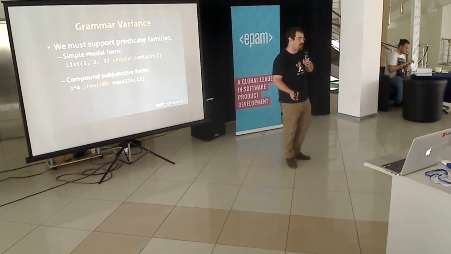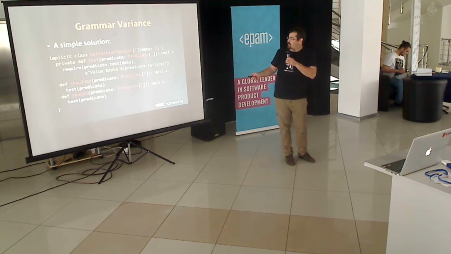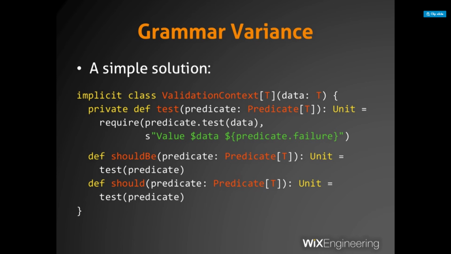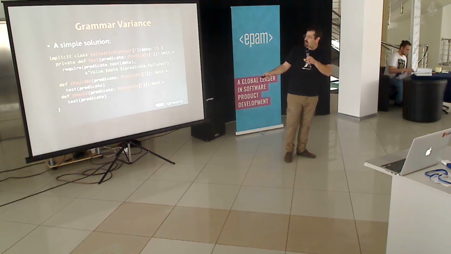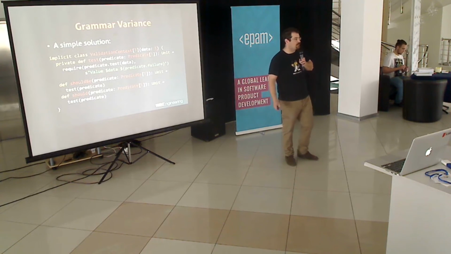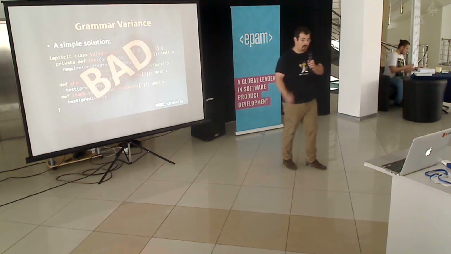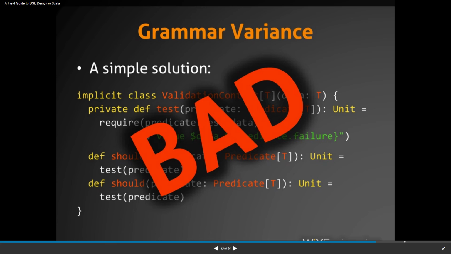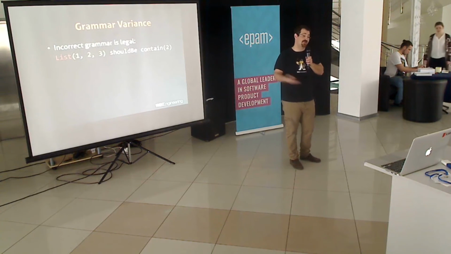So how do we deal with this? Well, it's simple enough. We add another verb. So we take our validation context class, we refactor the actual test and exception throwing to its own utility method that is private, and then we have two methods, should be and should, that both take a predicate, and we're good to go. Except this sucks. And the reason that this sucks is because it allows you to do things like list 1 to 3 should be contained 2, which is not English.